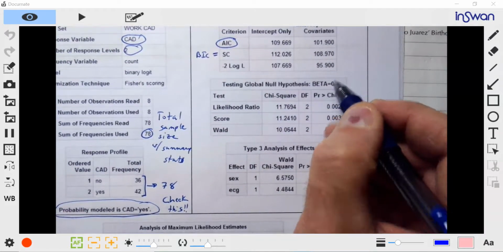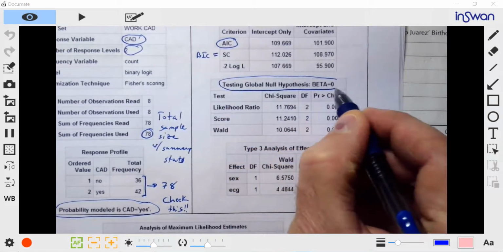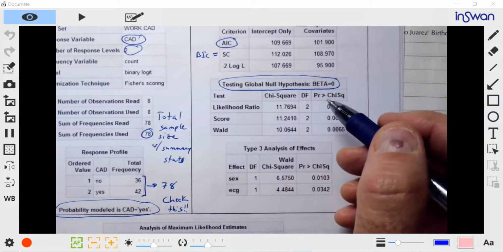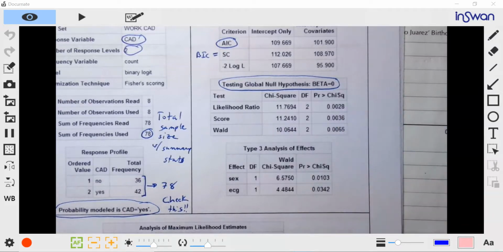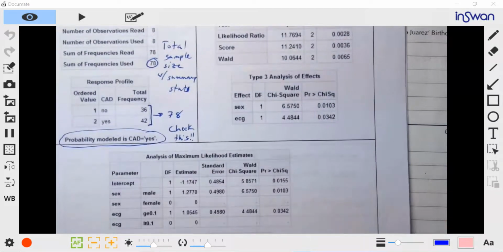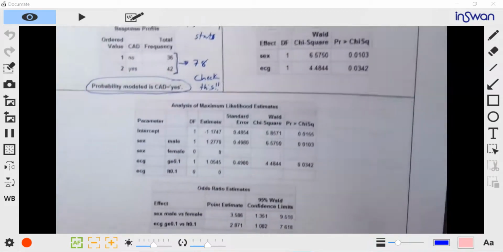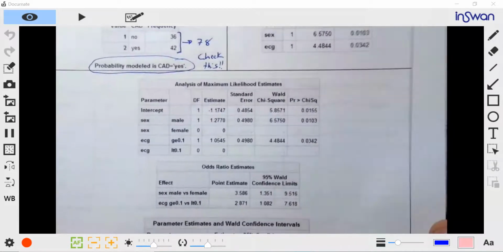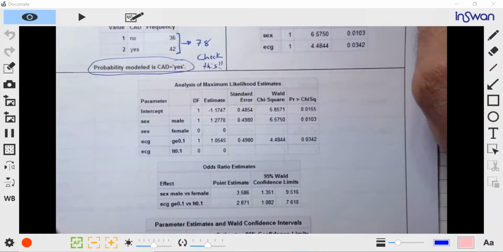But notice, we don't have an ANOVA table here, but we do have something that says testing the global null hypothesis beta equals 0. That sounds familiar, doesn't it? Testing the global null hypothesis beta equals 0. This is actually going to take the place of our F test, and we'll talk more about that down below. We have some type 3 analysis of effects. I mentioned type 3 sums of squares in passing in multiple linear regression, and that's what this table basically corresponds to. But now let's jump down here to the analysis of the maximum likelihood estimates.